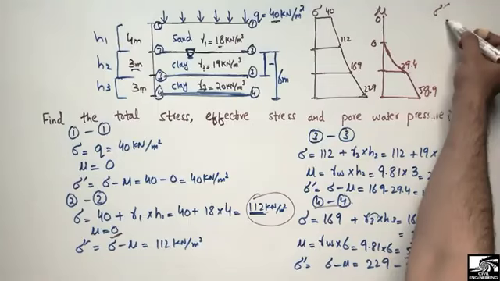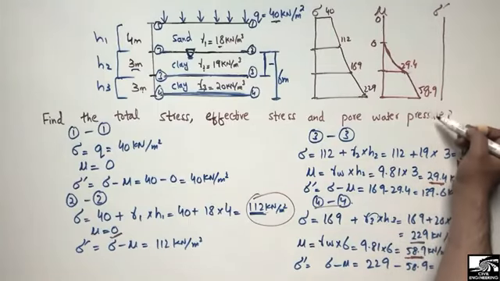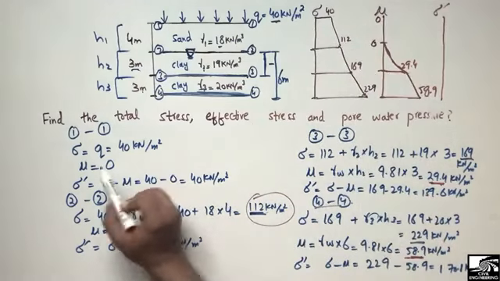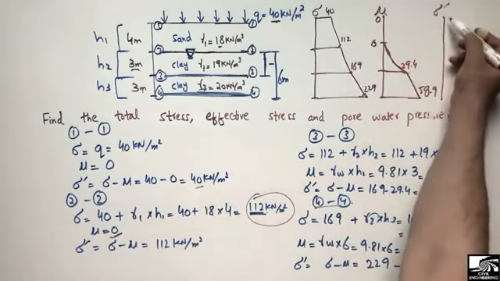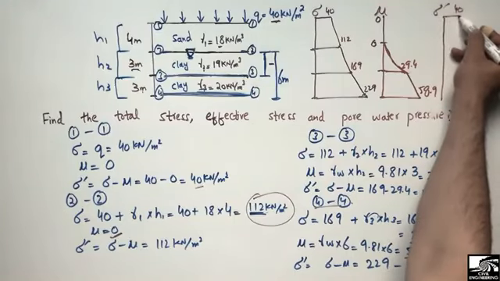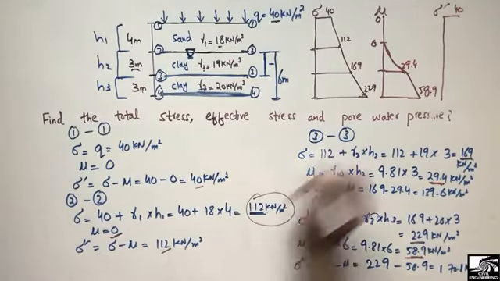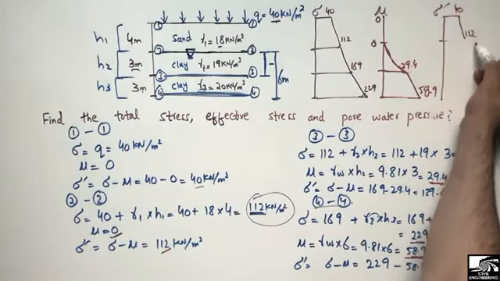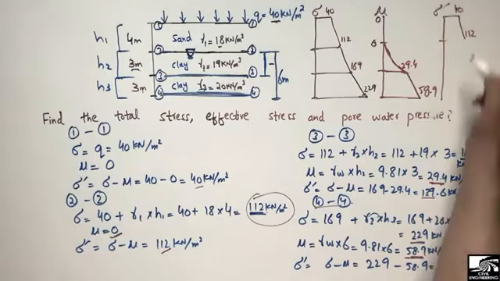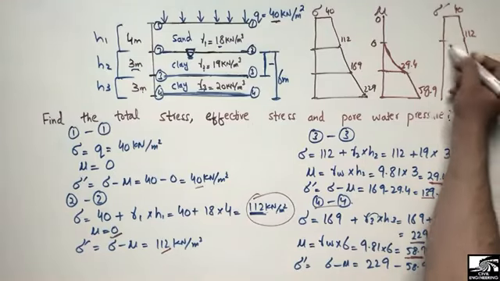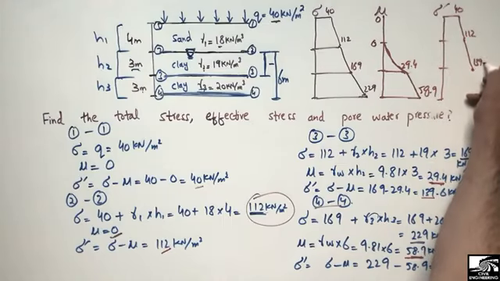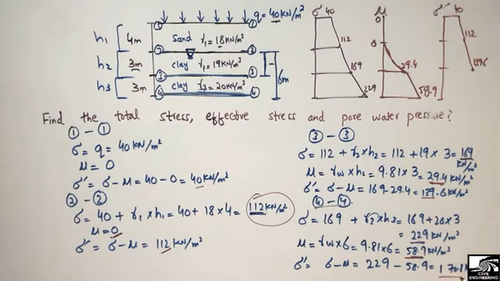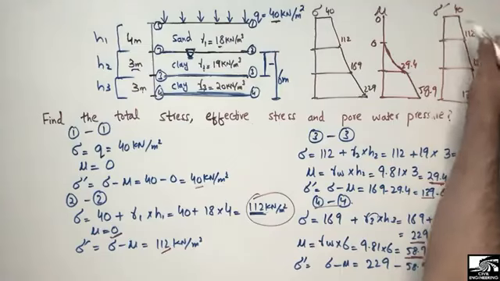Now to draw the effective stress profile, this is the reference line. At point 1 we know that the effective stress is equal to the total stress, 40, and again at point 2 it's equal to the total stress, which is 112. At point 3 it comes to 139.6, and at point 4 it comes out to be 170.1. So this is the effective stress profile.